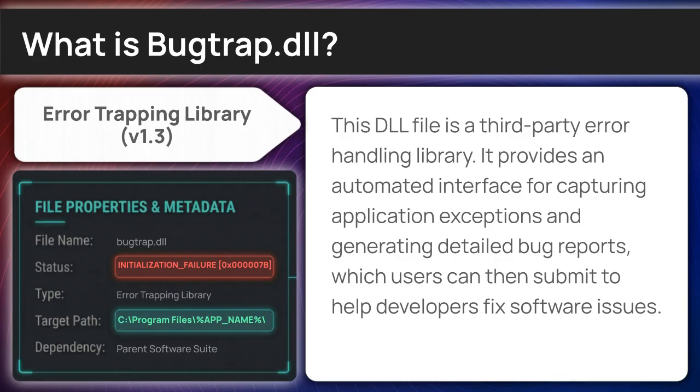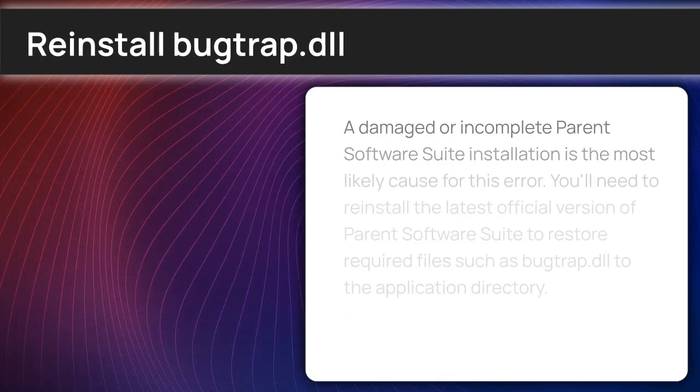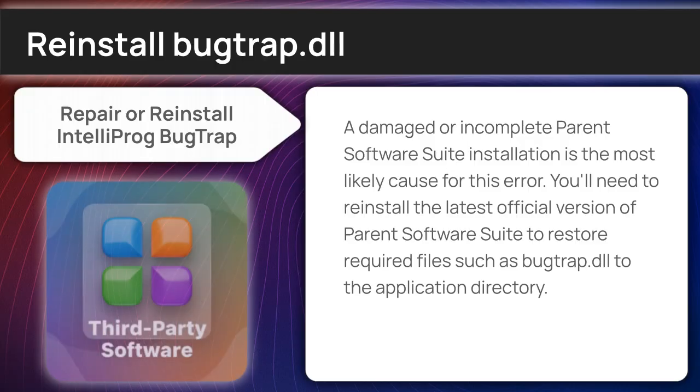Now let's dive into the solution, starting with a standard reinstallation. The Bugtrap utility DLL is bundled directly with Parent Software Suite, the software where you encountered your error, and is not a Windows system file. Reinstalling the application package is the safest way to restore this dependency.